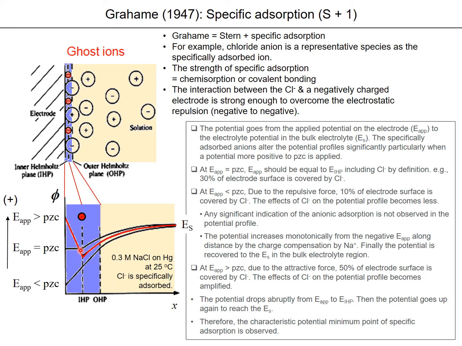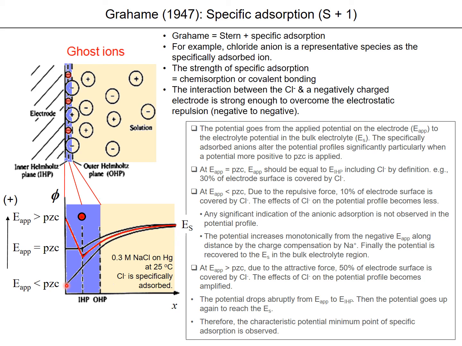Around zero, actually. Okay, then of course the potential goes up to reach the potential of solution. That is the situation at point of zero charge. Then I'd like to decrease the potential, our applied potential, into the more negative value. So the potential value of EF is more negative than the point of zero charge. So the starting point would be here at a more negative value.